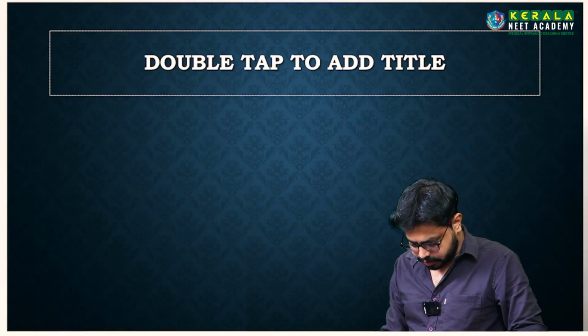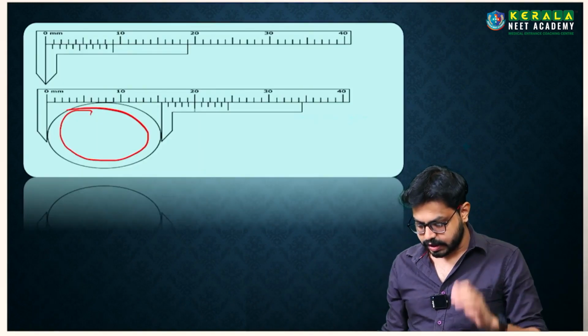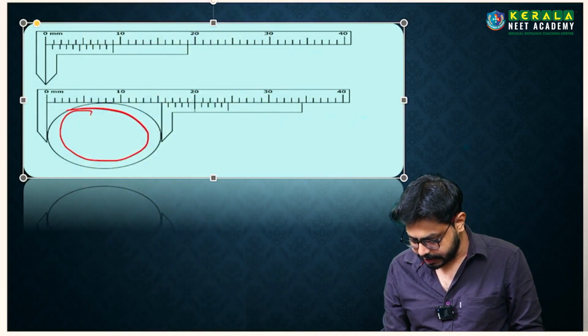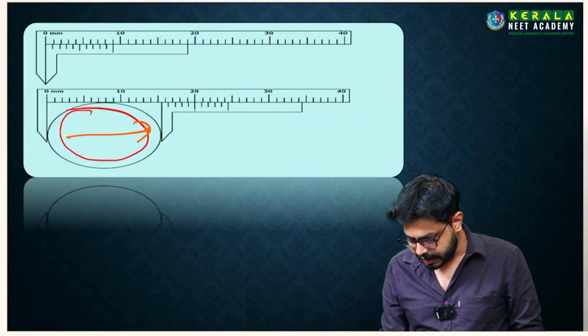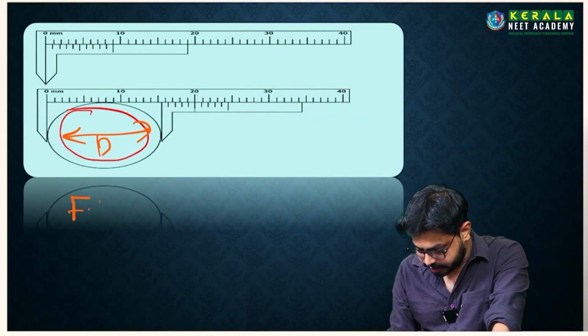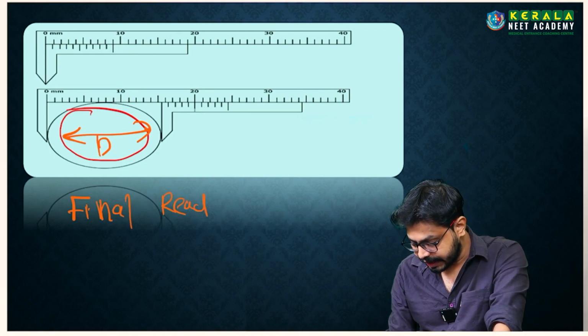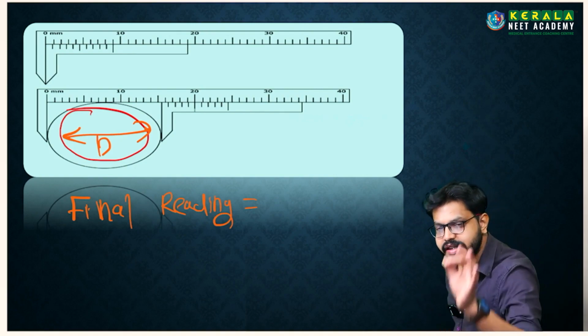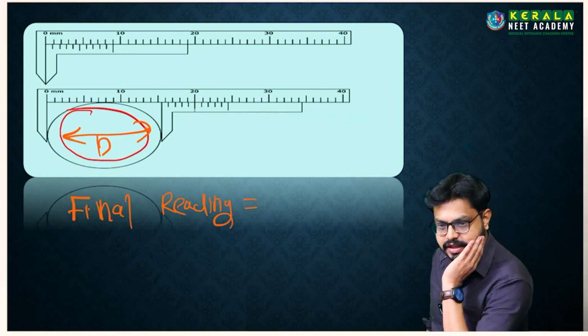Now, we have the least count. Next, we are going to find the final reading. Here I have placed a sphere, and the final reading gives the diameter of the sphere. What is the equation of final reading that we are going to discuss? What is final reading?